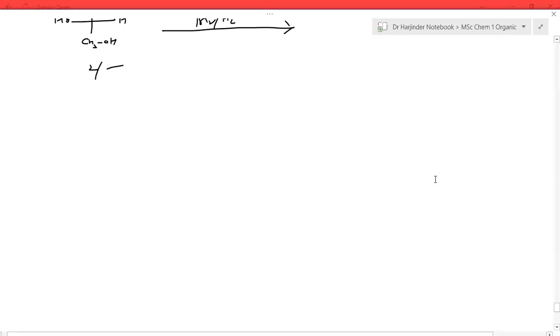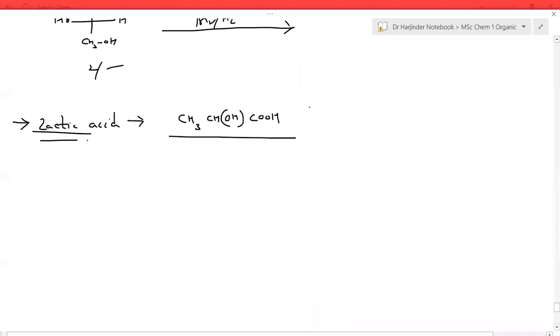Now suppose you want to assign relative configuration to a sample of lactic acid. What is lactic acid? What's the formula of lactic acid? It is CH3CH(OH)COOH. Okay. So this is lactic acid, and now you want to assign a relative configuration to this lactic acid. That is, you want to find out whether this lactic acid is a D-lactic acid or L-lactic acid.